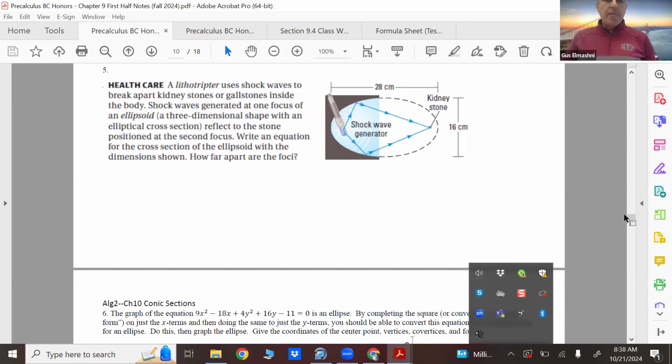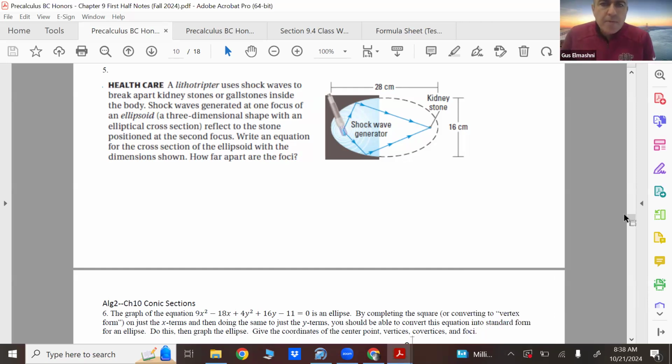Okay. All right. So a lithotripter uses shock waves to break apart kidney stones that are also inside the body. Okay. Didn't know that. Shock waves, I hear that's terrible if you get those. I hear it's awful pain.